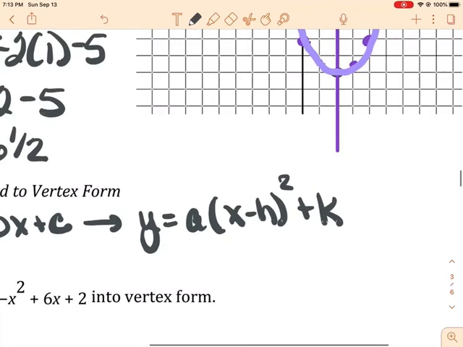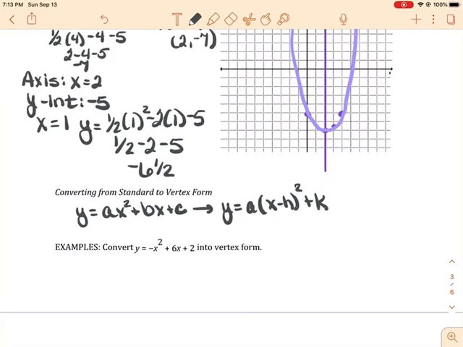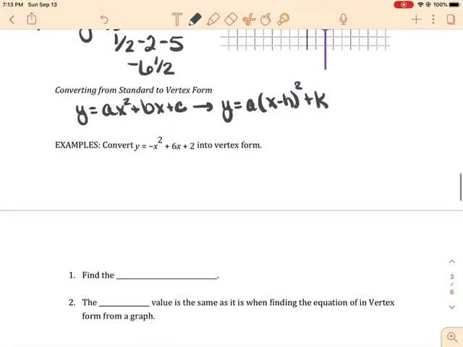Now, if we wanted to go the other way, we would have to write this twice and multiply, distribute the a, and then add k, which we're not quite ready to do yet. We'll come back to that later on in this whole unit. All right, so we're going to convert -x squared plus 6x plus 2 to vertex form.